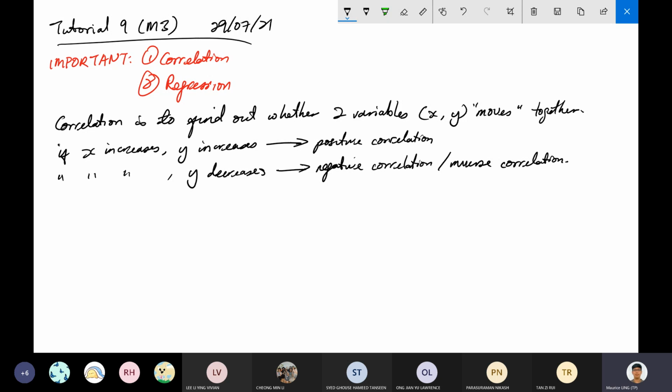Okay. So far, any problem with this? Should not. Any problem? Hello. How to differentiate between positive and negative correlation? All right. Is there anybody around?